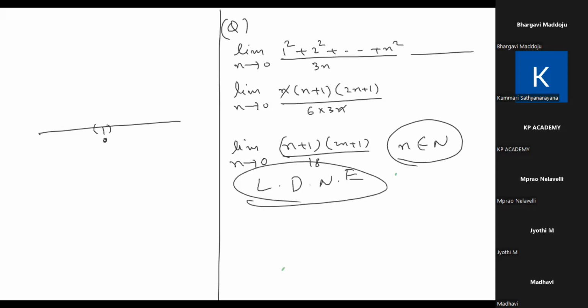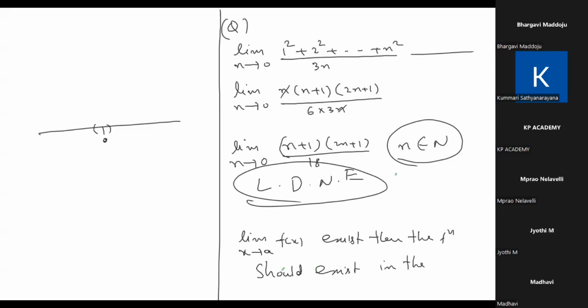So therefore, if the limit as x tends to a of f(x) exists, then the function should exist in the neighborhood. Then only the limit exists. The other case is that the limit does not exist, which you know very well, when LHL is not equal to RHL. But in this case, one more case is there. The function should exist in the neighborhood of that point. Then only you can take the limit.